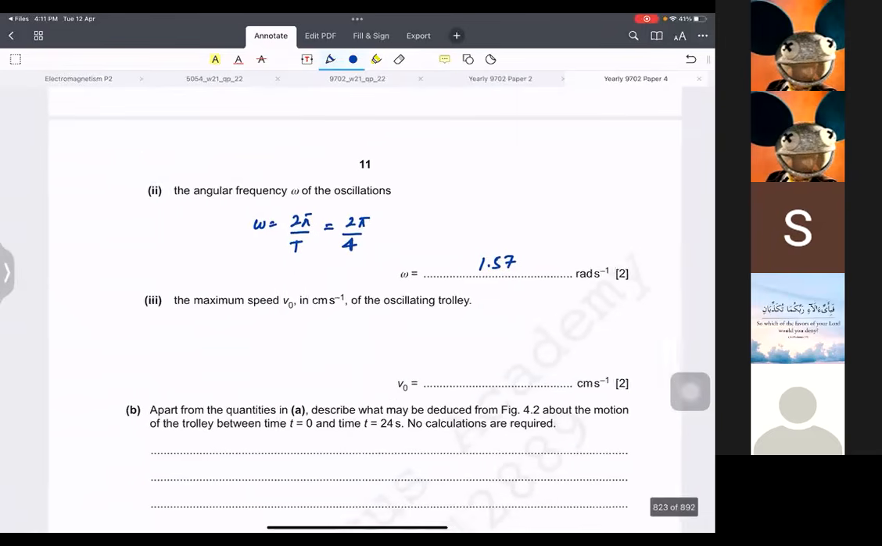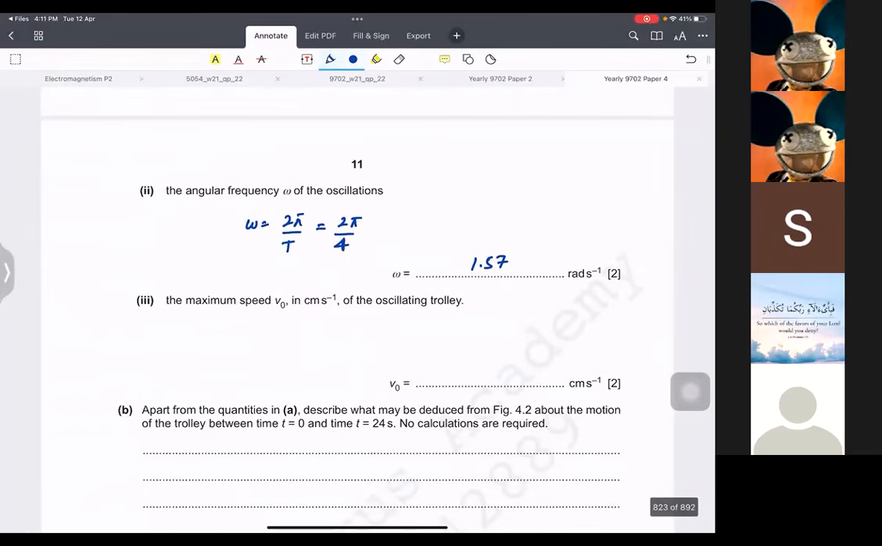The maximum speed v in oscillation has the formula v0 equals plus minus omega x0. When you square it off, the plus or minus doesn't really matter. So maximum speed: omega is 1.57 and the displacement is 5 centimeter, so 5 into 10 raised to power minus 2 meter, if we give the answer in... okay, and the answer will be 7.85.